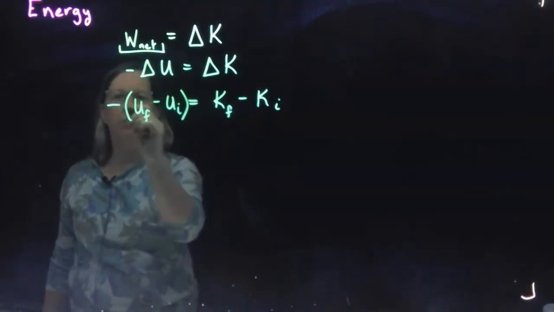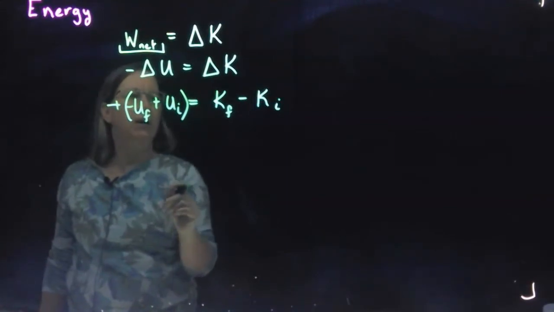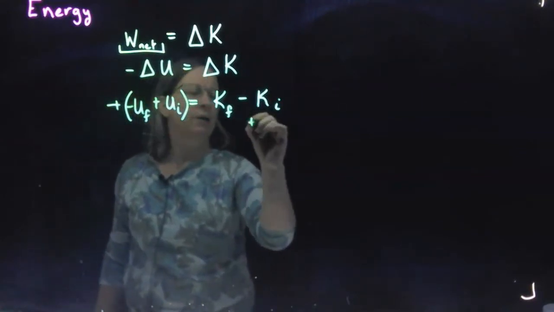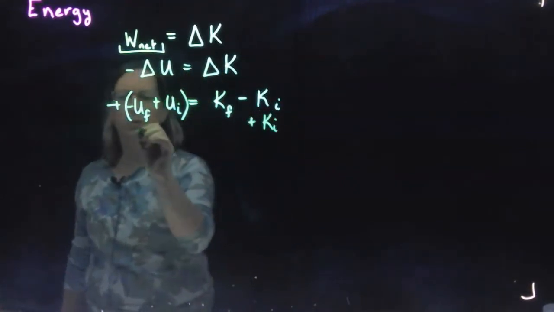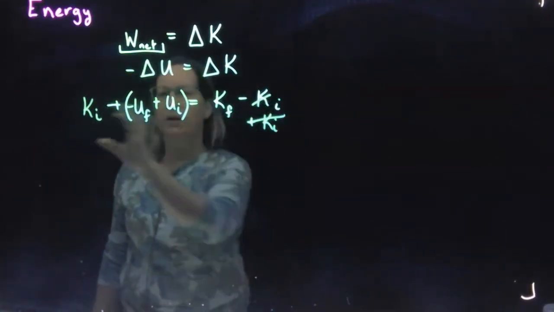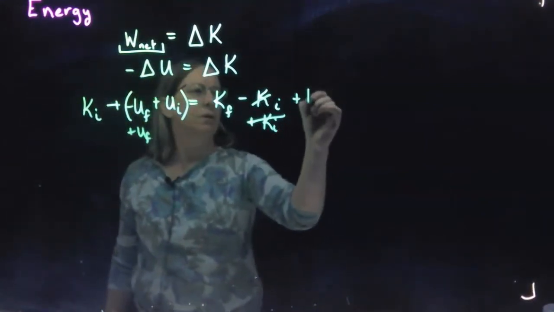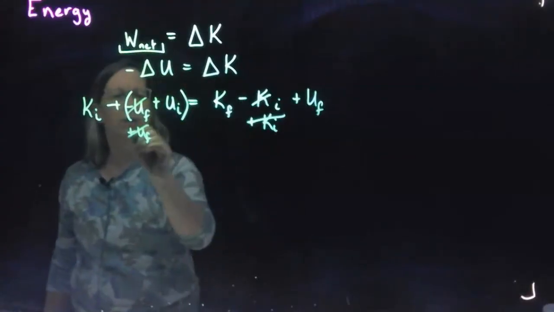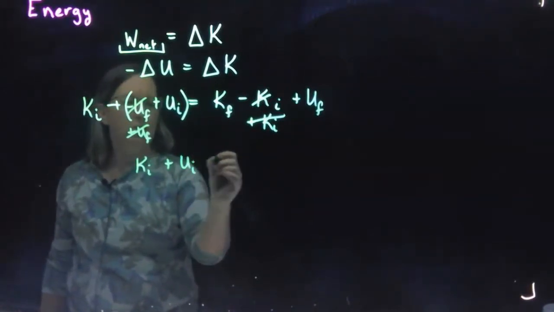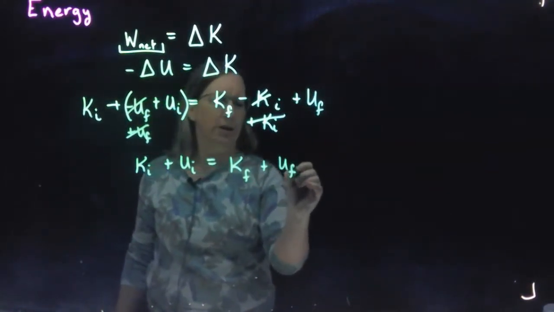And I can do some rewriting. I'm going to multiply this minus sign through, and I'm going to collect my initial and final terms. So I'm going to add Ki to both sides, so those go away to get all my initials, and then I'm going to add Uf to both sides so I can get the final. And what I get is kinetic energy initial plus potential energy initial equals kinetic energy final plus potential energy final.